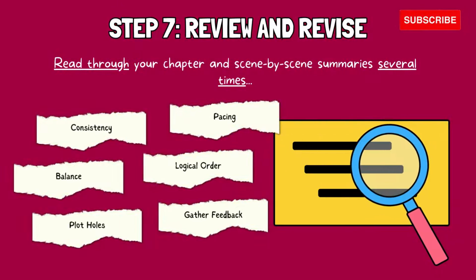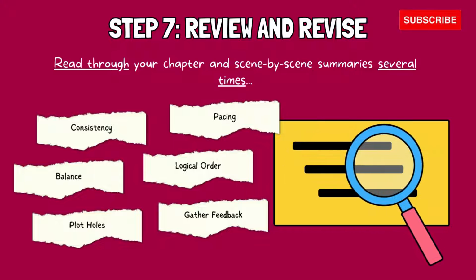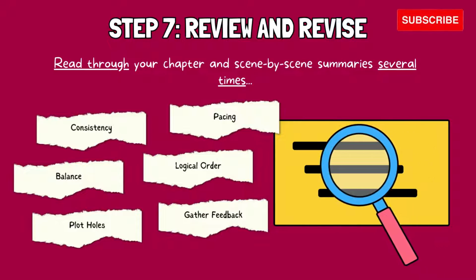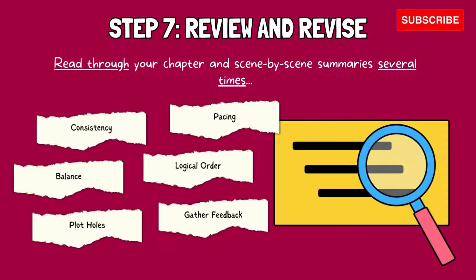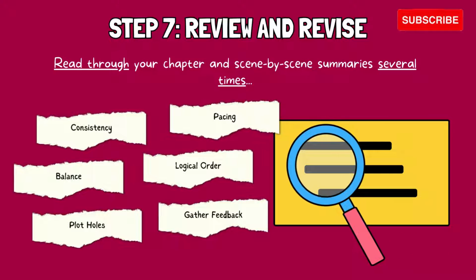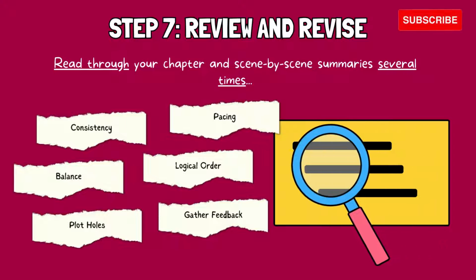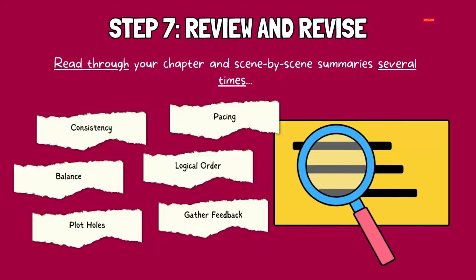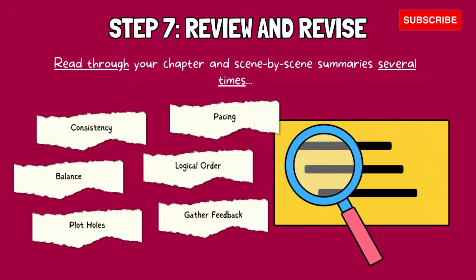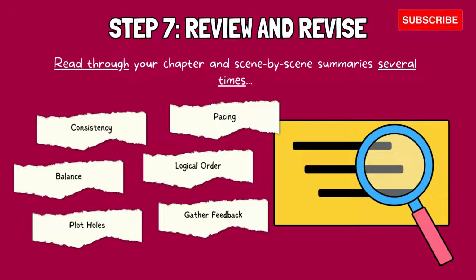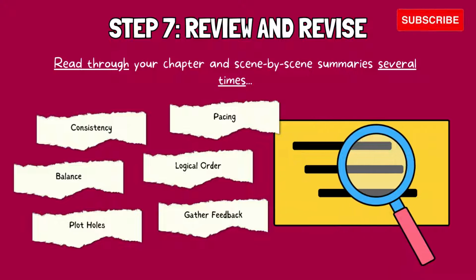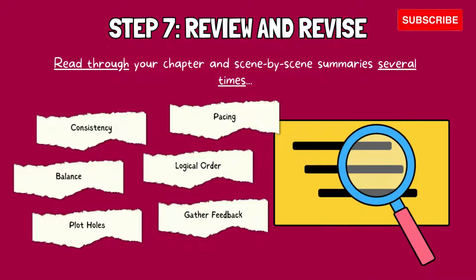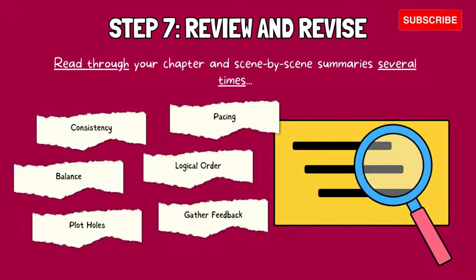Step 7. Review and revise. Read through your chapter and scene-by-scene summaries several times. Look out for consistency in character behavior and development, the logical progression of plot events, pacing and balance between action and slower scenes, as well as any plot holes or unresolved threads. At this stage, don't be afraid of rearranging, removing, and editing scenes to improve your narrative. You could even share these chapter and scene summaries with others for early feedback on your story idea.